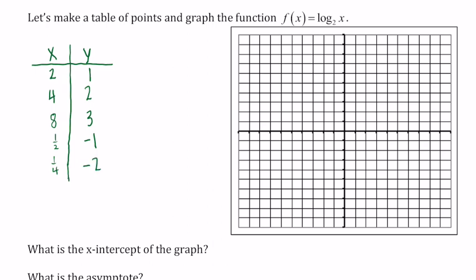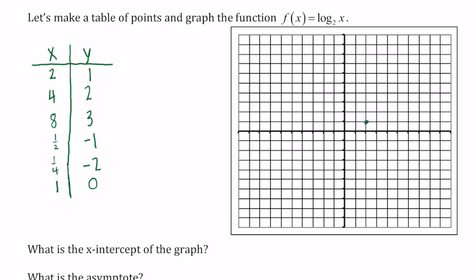1 over 4. One more important point I would like to add here: if x is 1, the logarithm base 2 of 1, the logarithm of 1 is always 0. So let's see what it looks like when we plot these points on our graph.